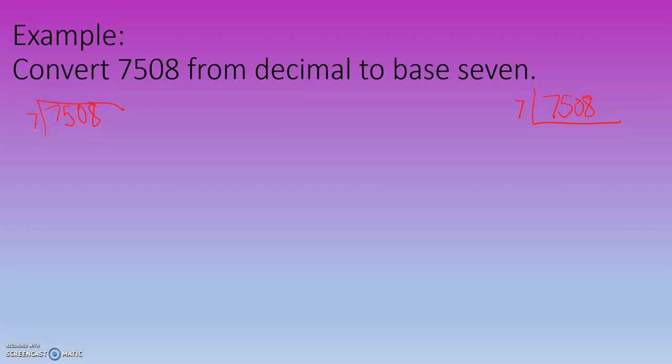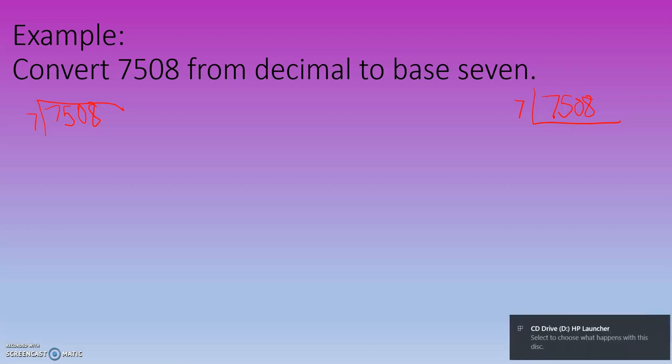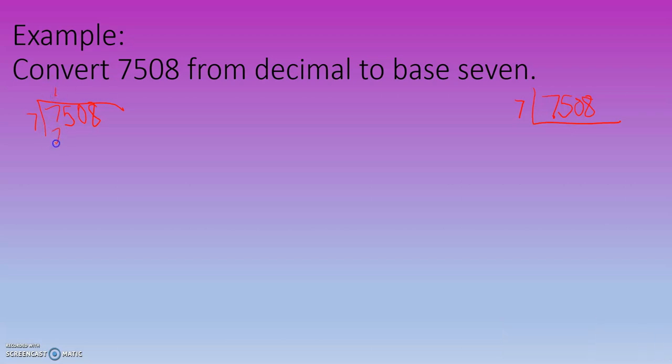I'm going to organize my divisors and my remainders to the right, my long division on the left. 7 divides into 7 one time. 7 divides into 5 0 times. Oops. 7 divides into 50 7 times. 7 divides into 18 2 times. Remainder 4.